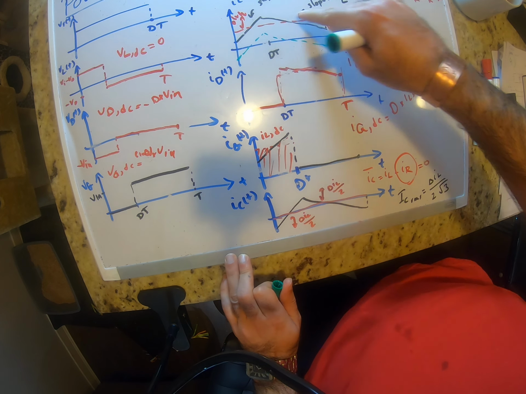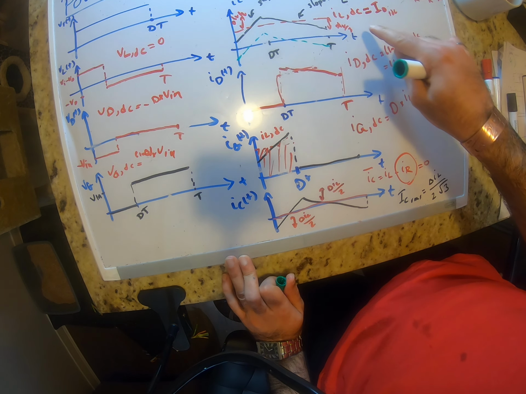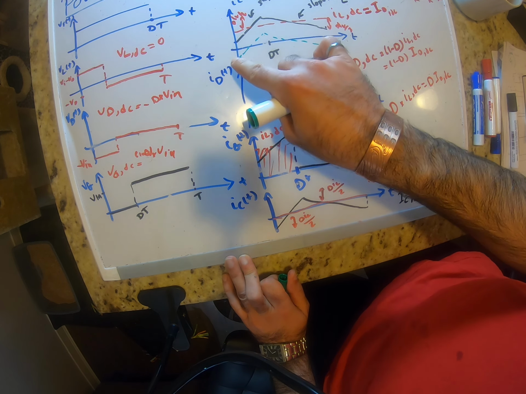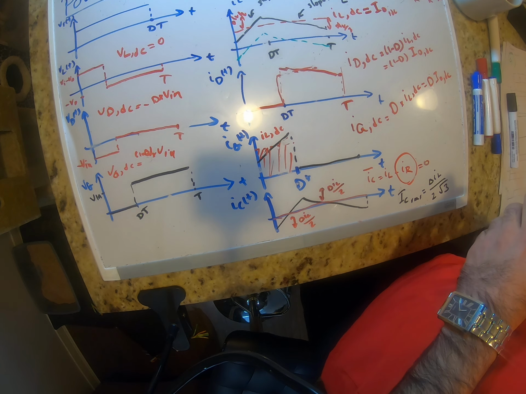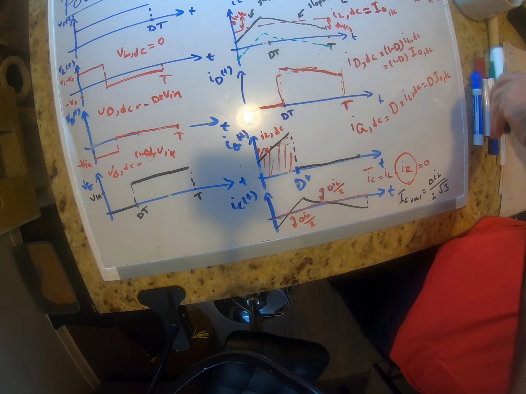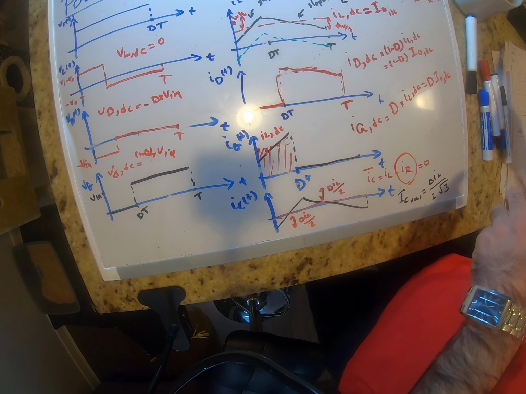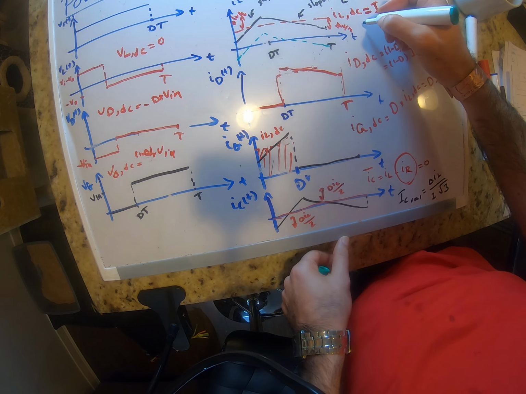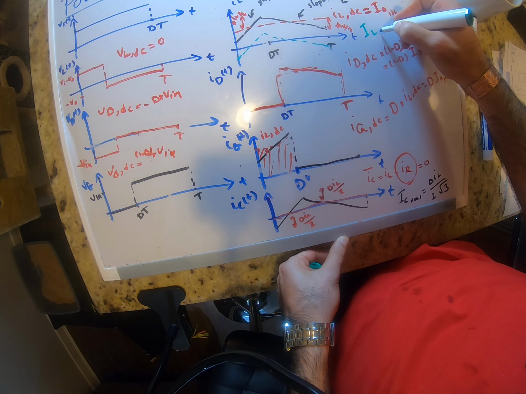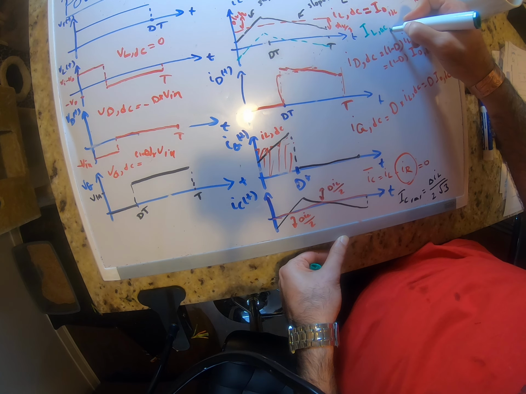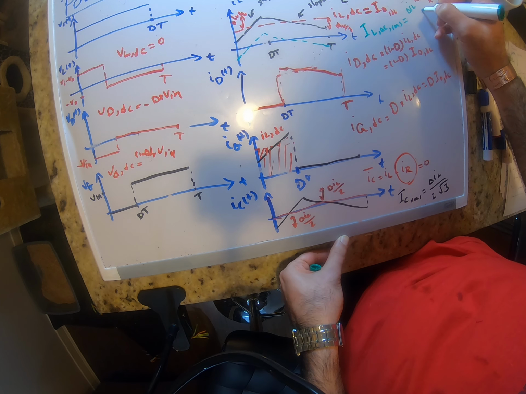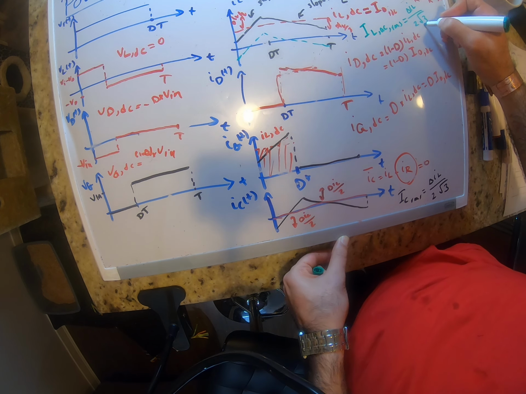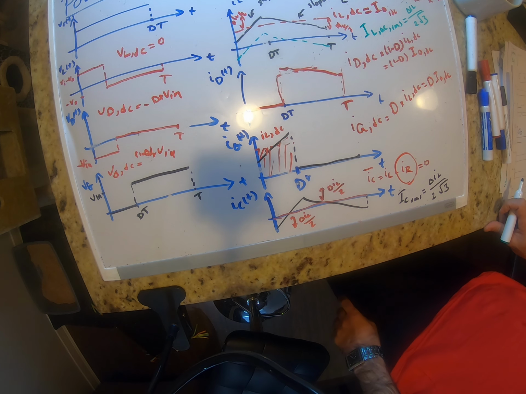If you subtract the DC part from the graph, you have the AC part. So here you have the AC, and similar to this one, IL AC RMS becomes equal to delta IL divided by 2 root 3. Okay.